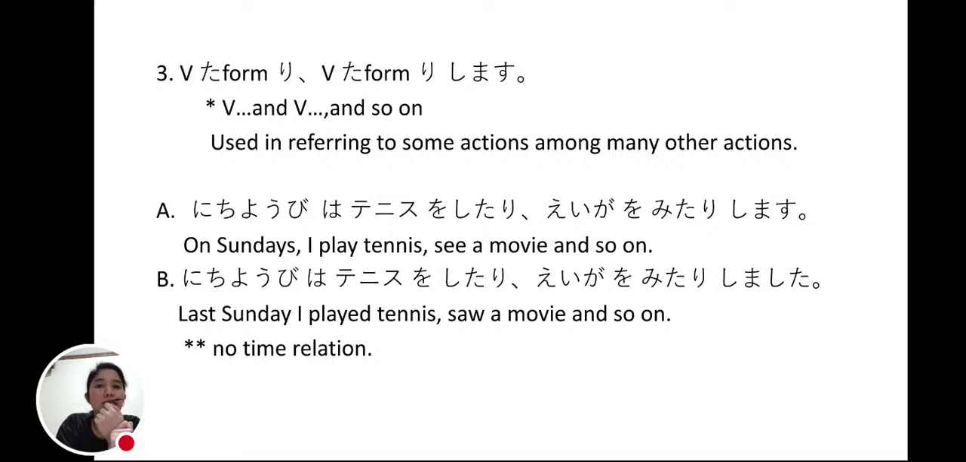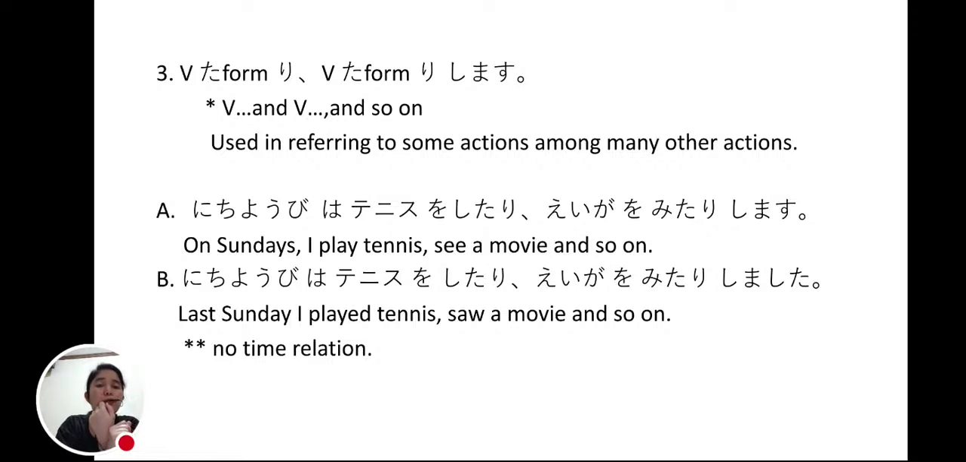Just like here, we have tenisu o shitari, play tennis. Eiga o mitari, see a movie. And so on. Then after the ri will be shimasu, and the tense of the sentence will be at the end. Will it be future tense or past tense? So it will be shimasu or shimashita.